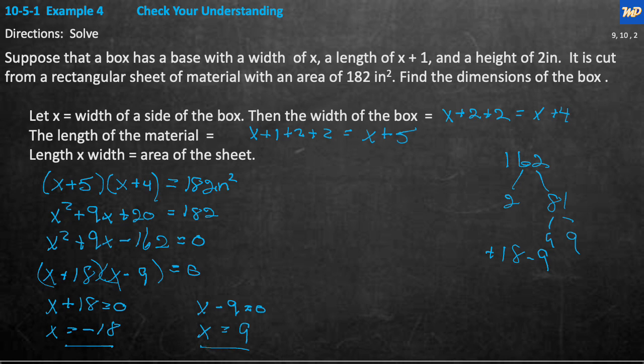So 9 is x, which is the width. Let x equal the width. So we're going to write here the width, or however you want to do it. We can say the width, w, is equal to 9, the length is equal to 10, and the height is equal to 2. Okay, good job.